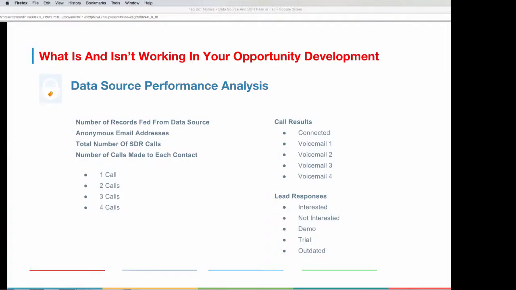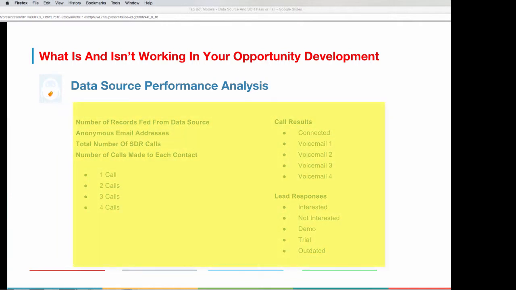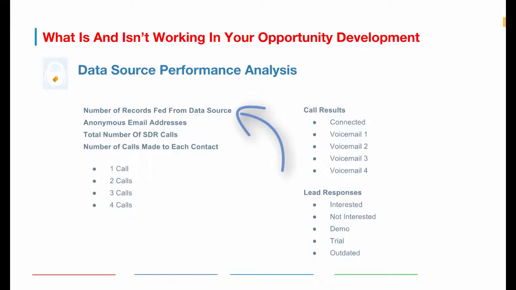Before I demonstrate how to set up a tag bot, I've got a list here of recommended tag bots for you to use for each new data source that you're testing to build your contact database. At a high level, we want to know the number of records that each data source is providing to us. We want to know if they're giving us anonymous email addresses, because that's an indication of quality. We want to know the total number of sales development rep calls that have been made. We also want to know how many times each sales development rep has called these individuals. We also want to know the call results, and we also want to know what was a lead response.